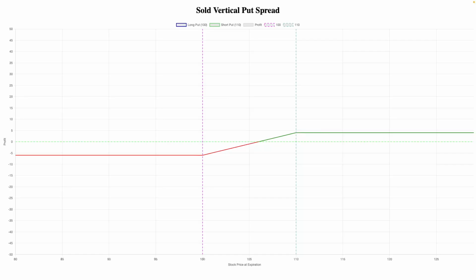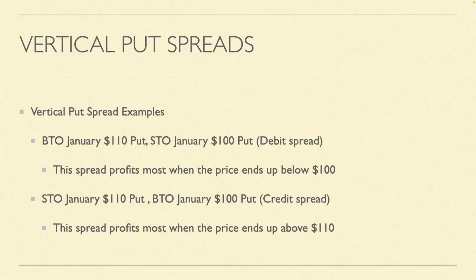You've seen from the graphs that most of the results are either max profit or max loss. There's only a small price range between the two strikes that gives a result that is in between. Because of this, vertical spreads are often viewed as all or nothing, meaning you make the max or you lose the max.